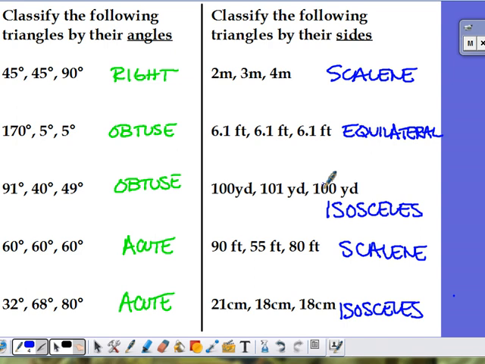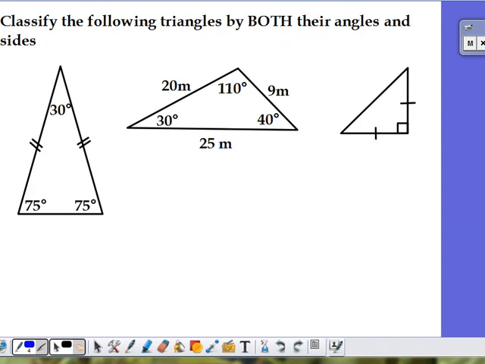Now, so far we've been doing just one or the other. But whenever you're given a triangle, you can classify it by both. So on this next slide, I have 3 triangles, and we're going to do it by both their angles and sides. So first I'm going to look at this triangle here. We're going to look at its angles. All 3 angles are acute, so it's an acute triangle. But now I'm going to look at the sides. I have 2 sides that are equal and 1 side that's not, so that's isosceles. So this is an acute isosceles triangle.